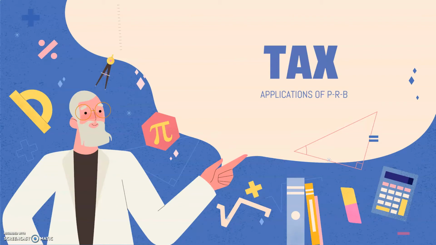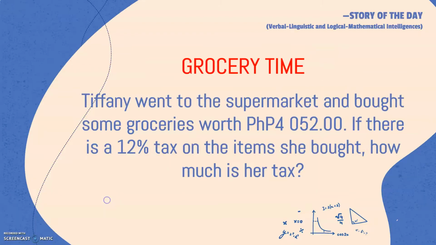Today, our topic is tax, which is the last application of PRB which we will talk about. Let's start with our story of the day. Tiffany went to the supermarket and bought some groceries worth 4,052 pesos. If there is a 12% tax on the items she bought, how much is her tax?